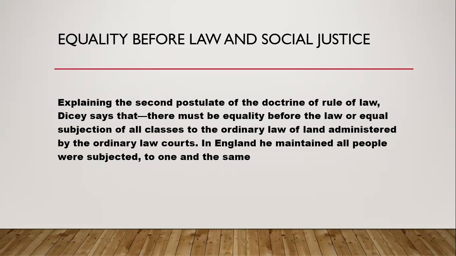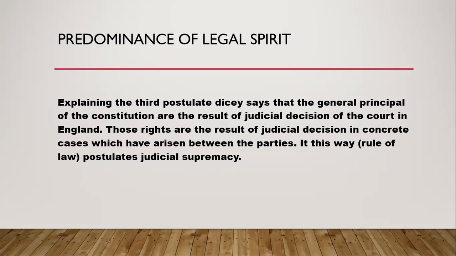Second, equality before law and social justice. Explaining the second postulate of the doctrine of rule of law, Dicey states there must be equality before the law, or equal subjection of all classes to the ordinary law of the land administered by ordinary courts. It means while rendering justice, all should be treated equally on an equal footing. This is what we mean by equality before law and social justice. Third, predominance of legal spirit.